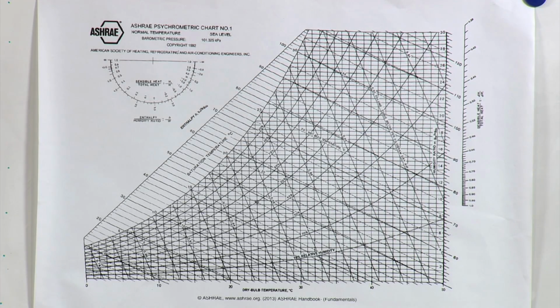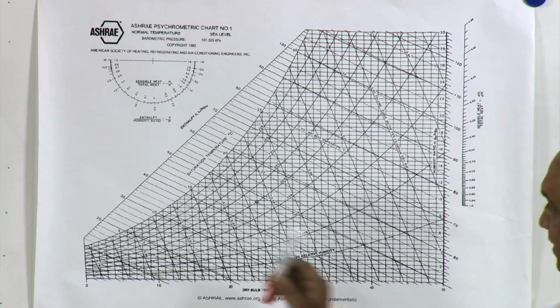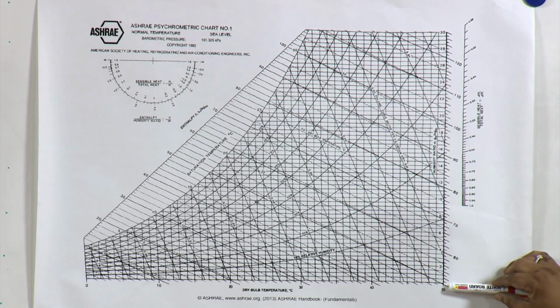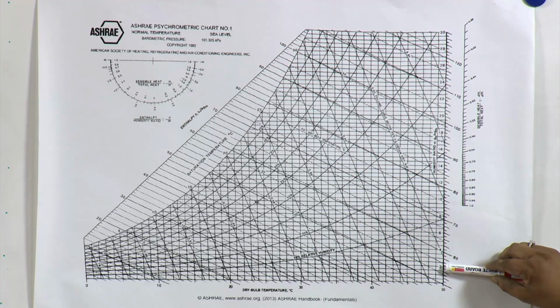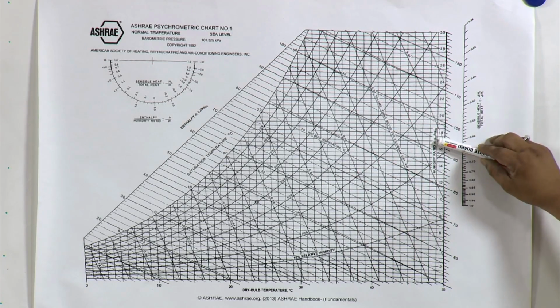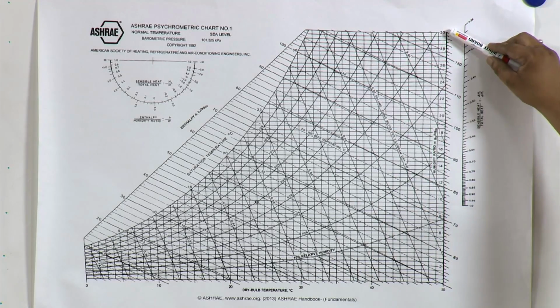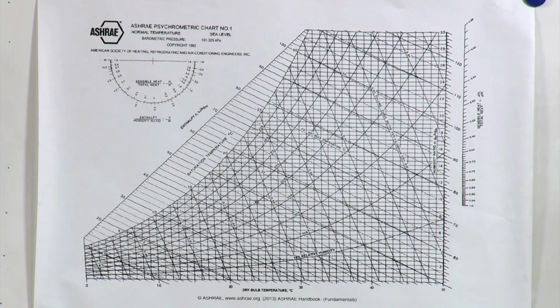And there are horizontal lines also, and these horizontal lines are constant specific humidity lines. Now, if we are moving from this point to this point, the specific humidity is increasing from 2 grams per kg to 30 grams per kg.